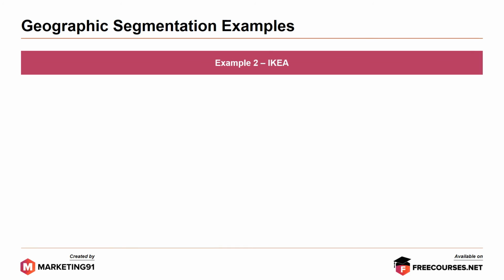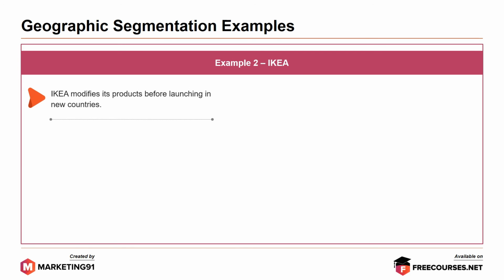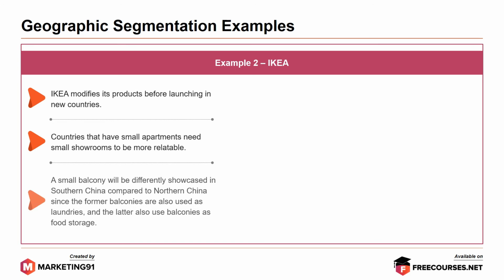Moving on to the next example of IKEA. IKEA modifies its products before launching in new countries. Countries that have small apartments need small showrooms to be more relatable. A small balcony will be differently showcased in southern China compared to northern China, since the former balconies are also used as laundries and the latter also use balconies as food storage. The mattresses in China are smaller and firmer than the mattresses in US.